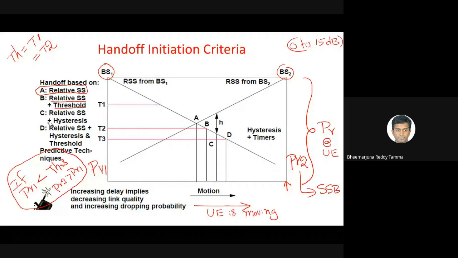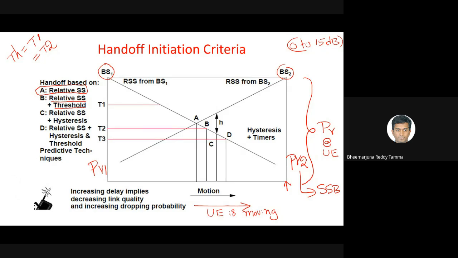And for the second case, I can also have another variant. What I'm saying now is, rather than depending on the power received from the current base station, here you are saying that if PR2 is greater than the threshold and if PR2 is greater than PR1, then I can do the handover. That also could be one such algorithm one can think of. So we looked at threshold-based approaches and also the simple relative signal strength-based approaches.